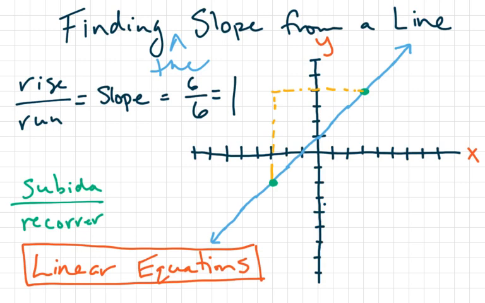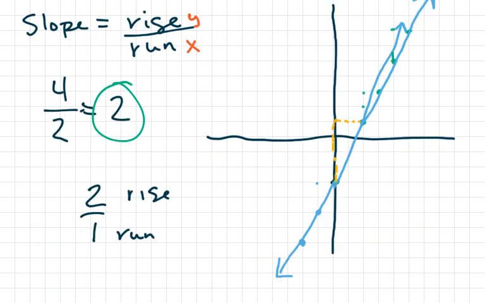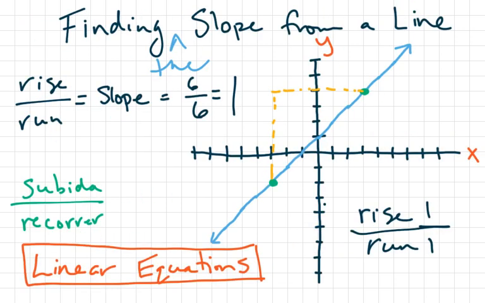Here, if our slope comes out to be 1, that means that our rise is 1, and the run is 1. So it's 1 over 1. Any whole number can be written over 1. So 2 over 1 or 1 over 1.